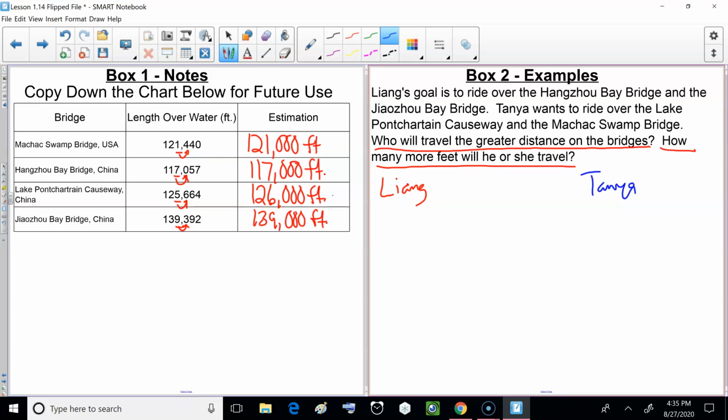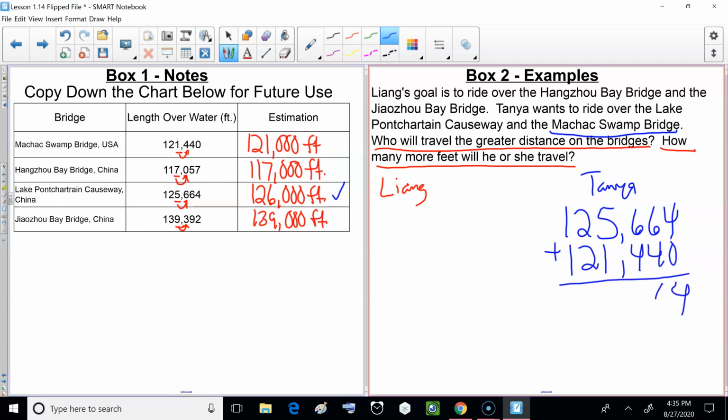Yes, she rode over this one. So we don't use the estimate, we're going to use the actual number. So we have 1,256,64 plus the Macaque Swamp Bridge, which is 1,214,40. We'll add those together. 4, 0, carry the 1. We get a 1 here, carry the 1. 7, don't have to carry 4 and 2. So that's how many miles she rode over those bridges.